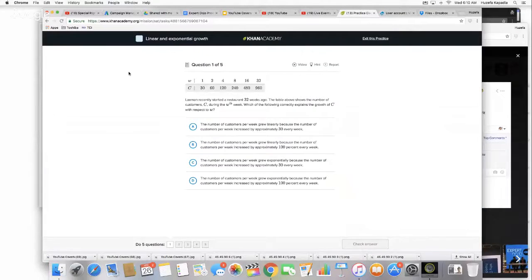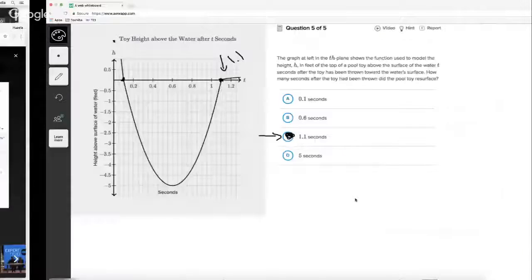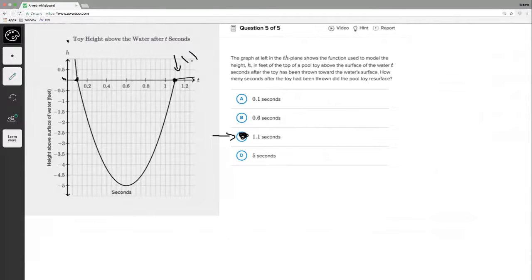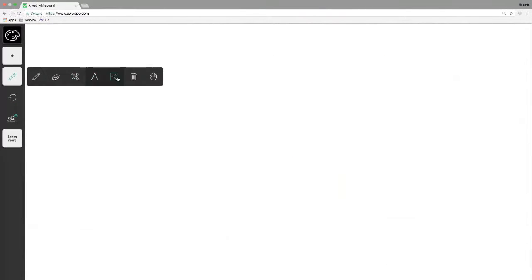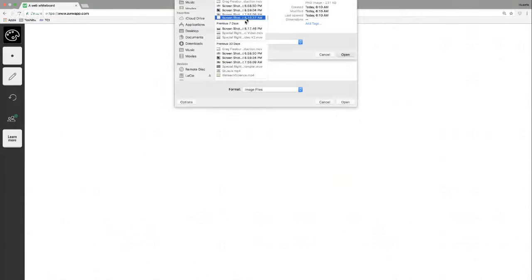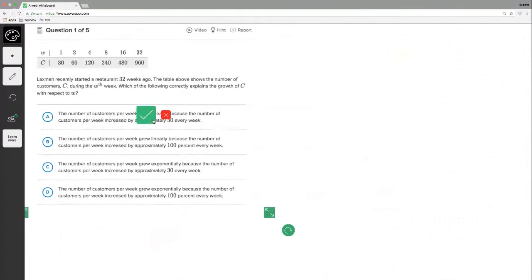And again, I'm seeing these problems for the first time, which is always part of the fun. Let's clear this, and let's do this guy. There we go. My assumption is we have to determine if something is either linear growth or exponential growth, which I'll explain in a second if that is the case. All right, here we go.